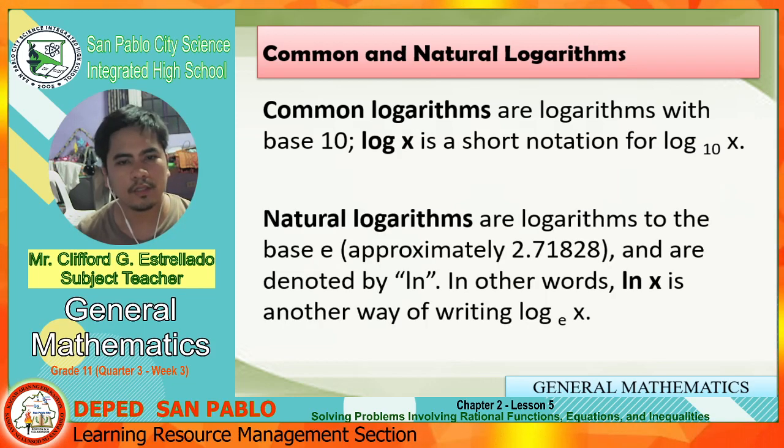Next is the natural logarithms. Natural logarithms are logarithms to the base e. And as we have discussed in our previous discussion, e, the Euler's number, is approximately equal to 2.71828. In our natural logarithms, base e is denoted by ln. So in other words, ln of x is another way of writing logarithm of x with the base e.